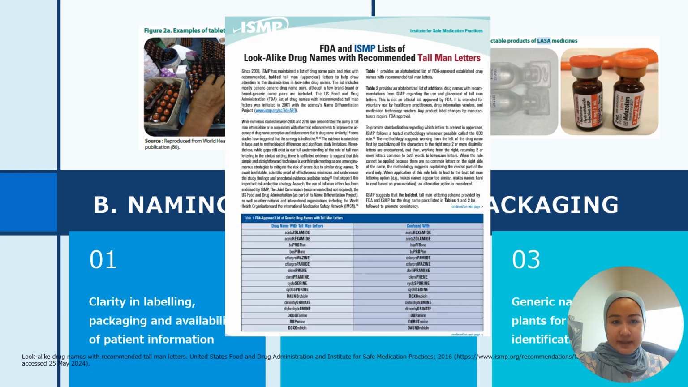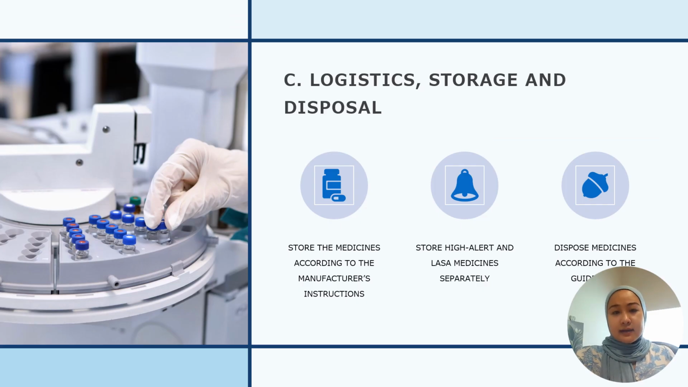This is the LASA list identified by the Institute for Safe Medication Practices and the Tall Man lettering with the capitalization of confused letters that can be used to identify this medication accurately. The third guideline includes storing the medication according to the manufacturer's instruction and maintaining the cold chain specific to each of the products. And then we must store the high alert and LASA medication separately to prevent the error from occurring further. And the last one, to dispose of the medication and products according to the guideline given to the healthcare provider.